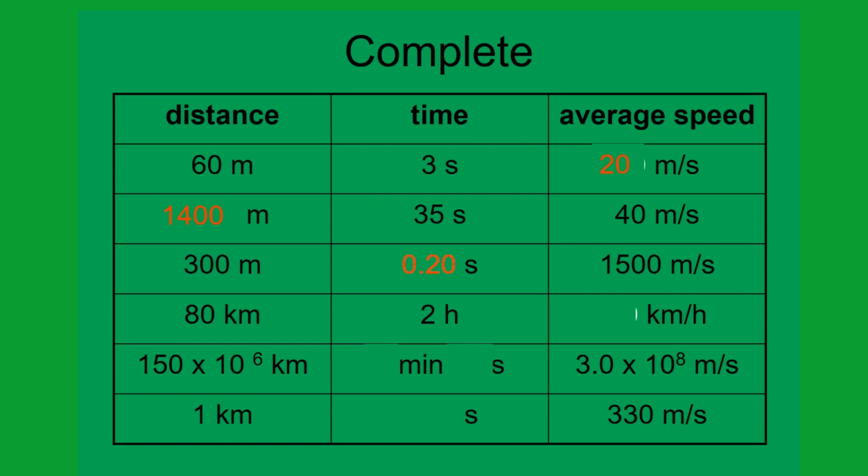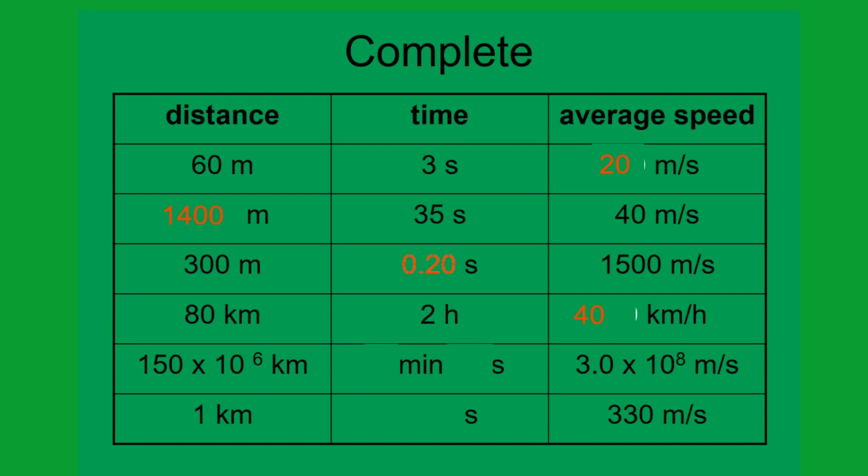Fourth one, here distance and time are given. We have to find the average speed. Average speed equals total distance divided by time taken. So 80 kilometers divided by 2 hours. So the answer will be 40 kilometers per hour, because 80 divided by 2 is 40.